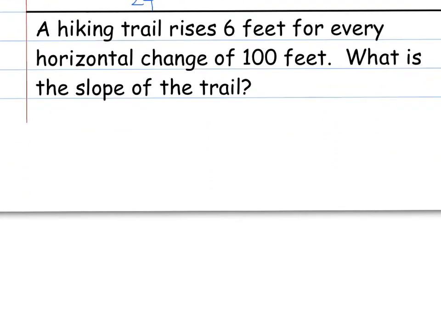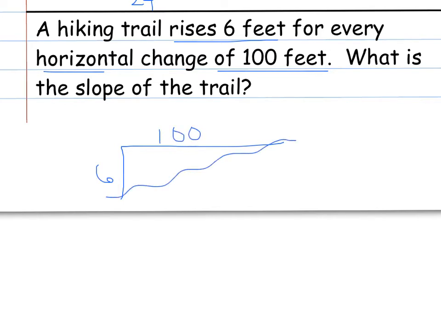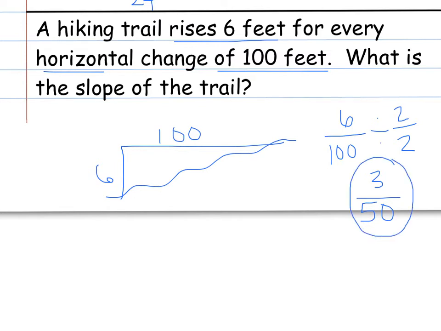You could try this one. A hiking trail rises 6 feet for every horizontal change of 100 feet. So notice we rise 6, horizontal run of 100. What is the slope of the trail? Maybe you want to draw yourself a picture that you're going up 6 over 100 on a little trail. So then you write your rise of 6 over your run of 100, and you would simplify that, knowing that 2 goes into both of these. 2 goes in there for a total of 3/50 would be the slope of the trail.